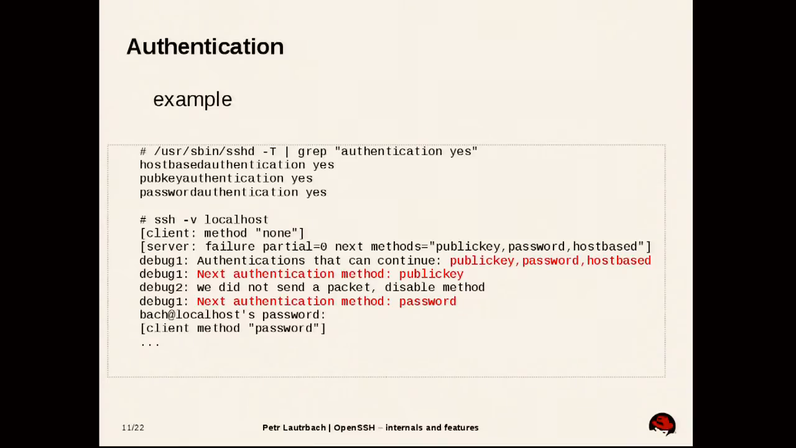So here is an example of how it works. Let's say I've configured my SSHD to use three authentications: host-based authentication, public key authentication, and password authentication. And what's happening when I use SSH localhost?